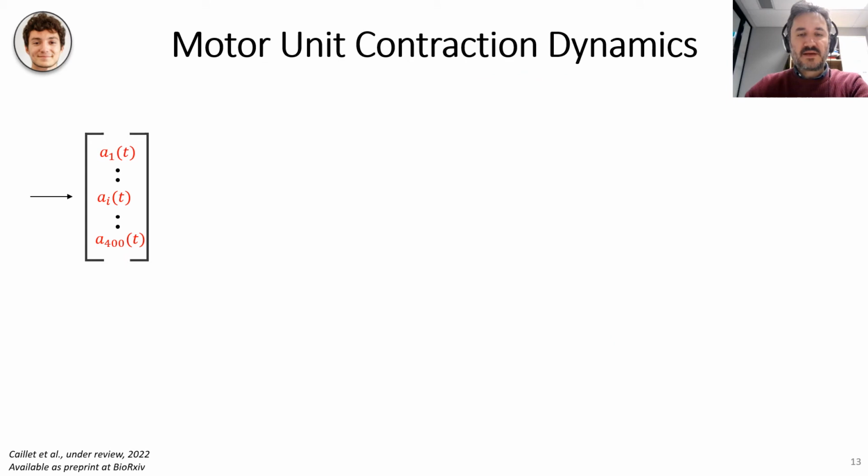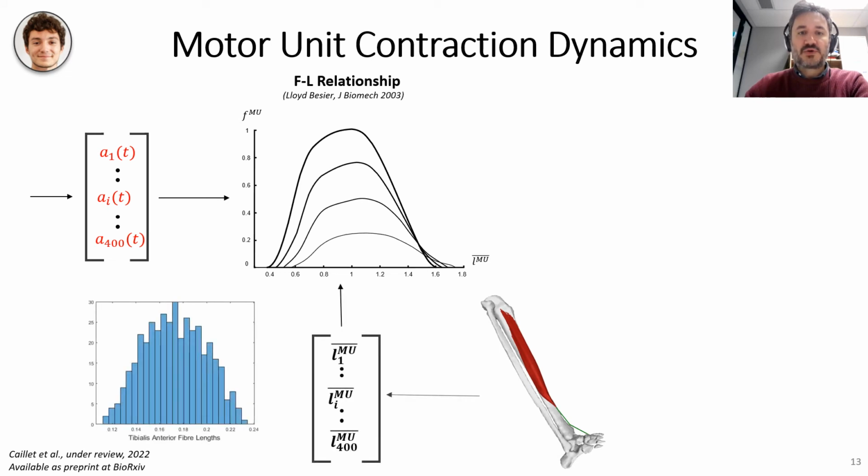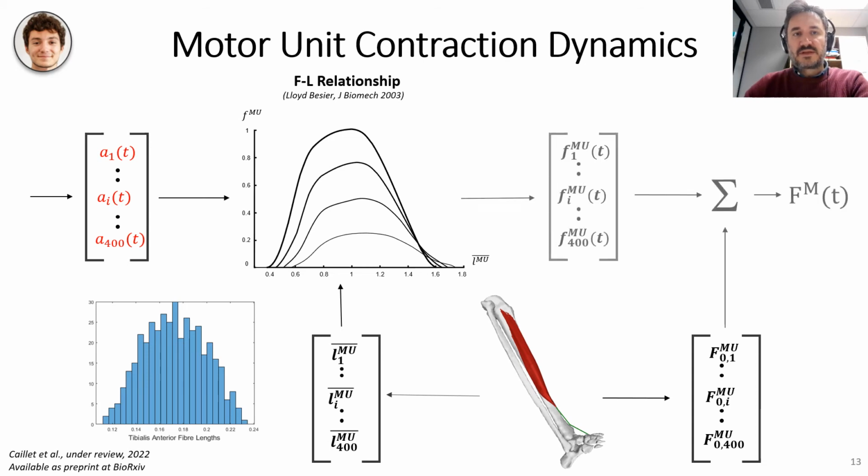The motor unit active states for the 400 considered motor units were scaled during the contraction dynamics using an activation-dependent normalized force-length relationship derived from Lloyd and Besier. The normalized lengths were computed from the corresponding fibers in the musculoskeletal model, of which you can see the length distributions here. The distribution of the motor unit tetanic forces was also estimated from the subject-specific maximum isometric force, using a relationship derived from the literature. The motor unit forces were finally summed to predict the whole muscle force, which we could now compare to the experimental force trace.